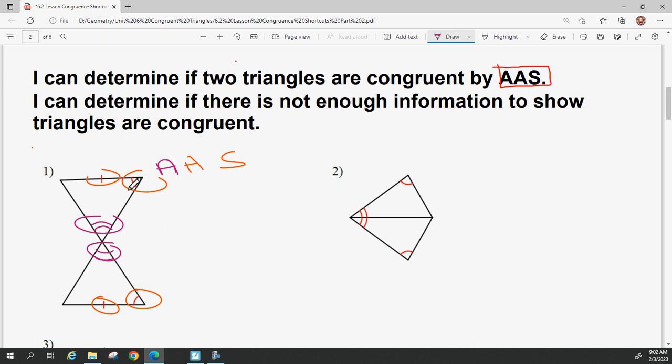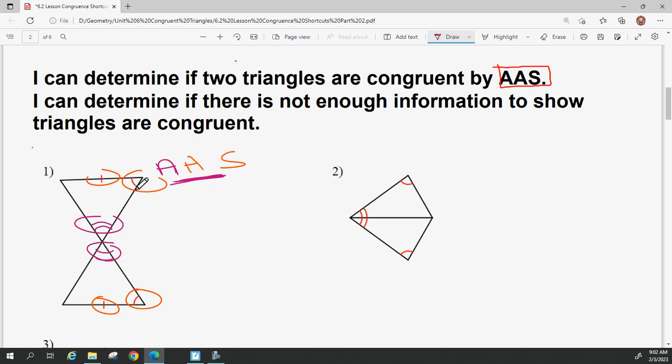And if I look here, I have two angles in this triangle that are marked up and a side that's marked up, and that side's not between the angles. So I'm going to put the side after the two A's. That exists here as well. This is an example of two triangles that are congruent using angle side.